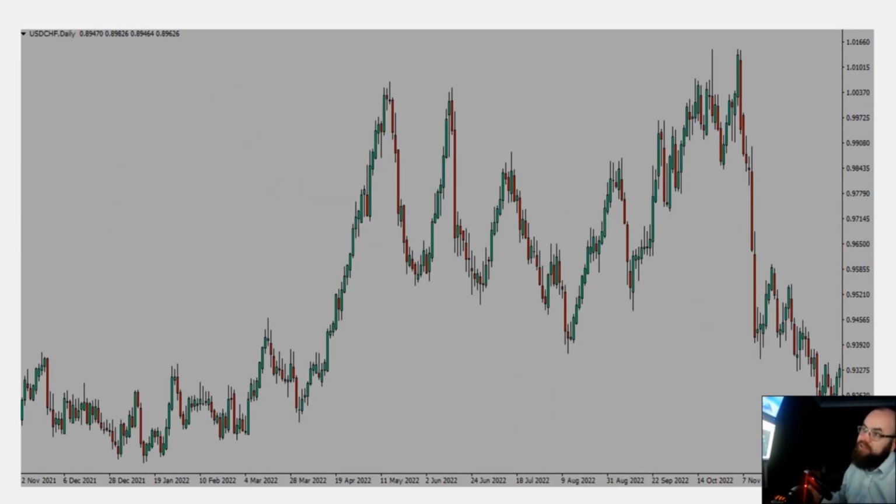So give it a go. Can you see any patterns on this chart? This is still US dollar Swiss franc. This is the daily time frame. Is there anything that you can see on this chart? Double tops, double bottoms, head and shoulder patterns. Have a look. Pause the video if you need to.